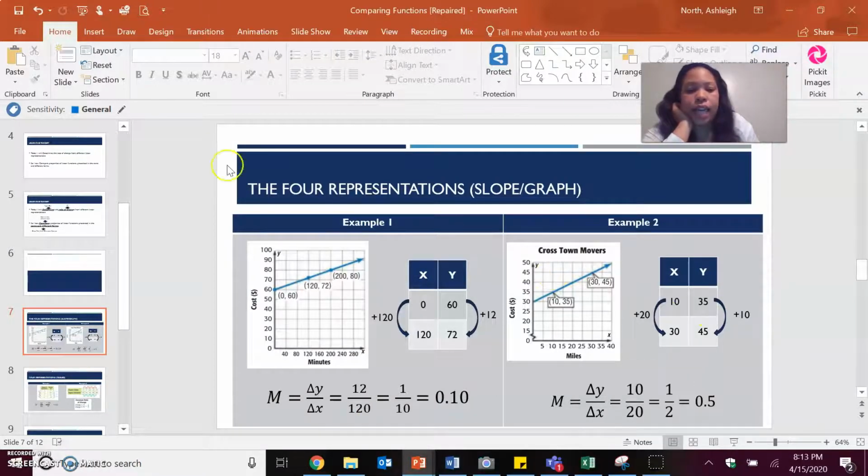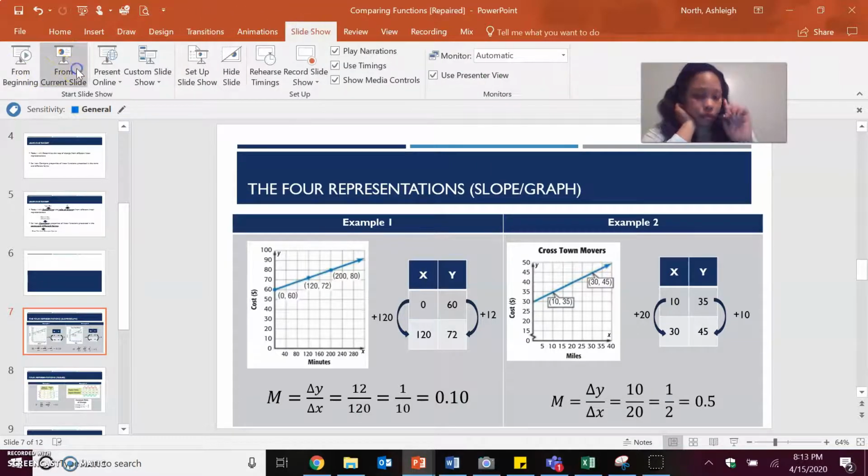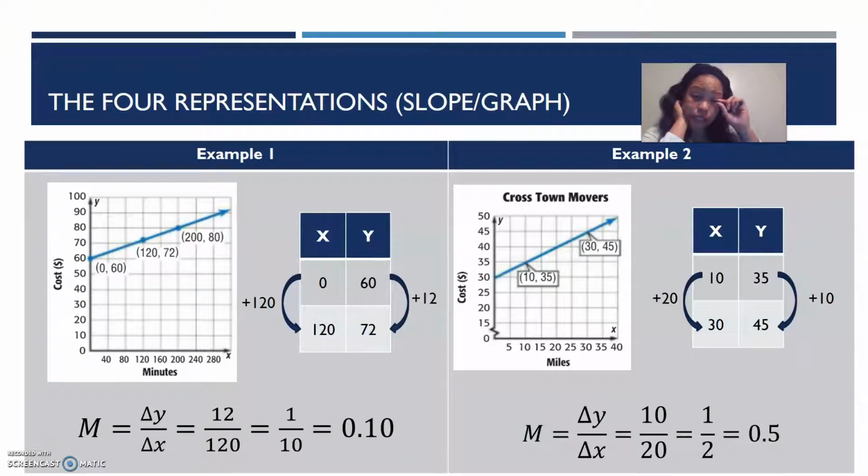So let's look at the next one. I was given a graph of miles and cost for crosstown mowers. I was given an X and a Y. And so I'm looking at my T-table of X and Y. I have 10 and 35, so I'm going to put that over here. And I have 30 and 45.